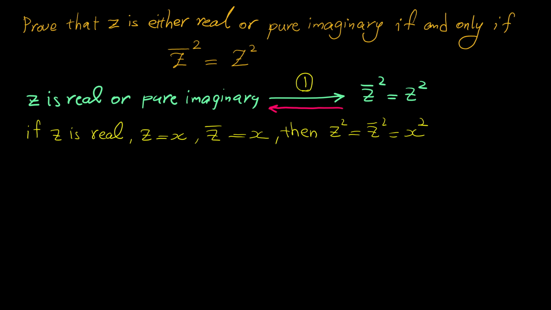Now let's consider the other case. If z is a pure imaginary number, then it means that z is iy. Because it is pure imaginary, the real part, which is x, is 0, so z can be represented in the form of iy. And if z is iy, what is z conjugate? Z conjugate is negative iy.